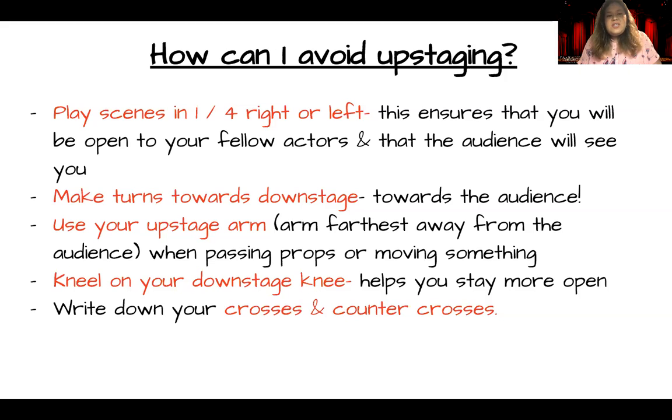The next one is using your upstage arm when you're passing or moving something. So for example, again, let me grab something. I have this pen and maybe I need to pass it on stage to someone. If I go this way with my downstage arm, downstage is closest to the audience, closest to y'all. If I use my downstage arm, I might completely block somebody with my arm. There could be someone standing right here. There could be anything happening that I'm now completely covering with my arm.